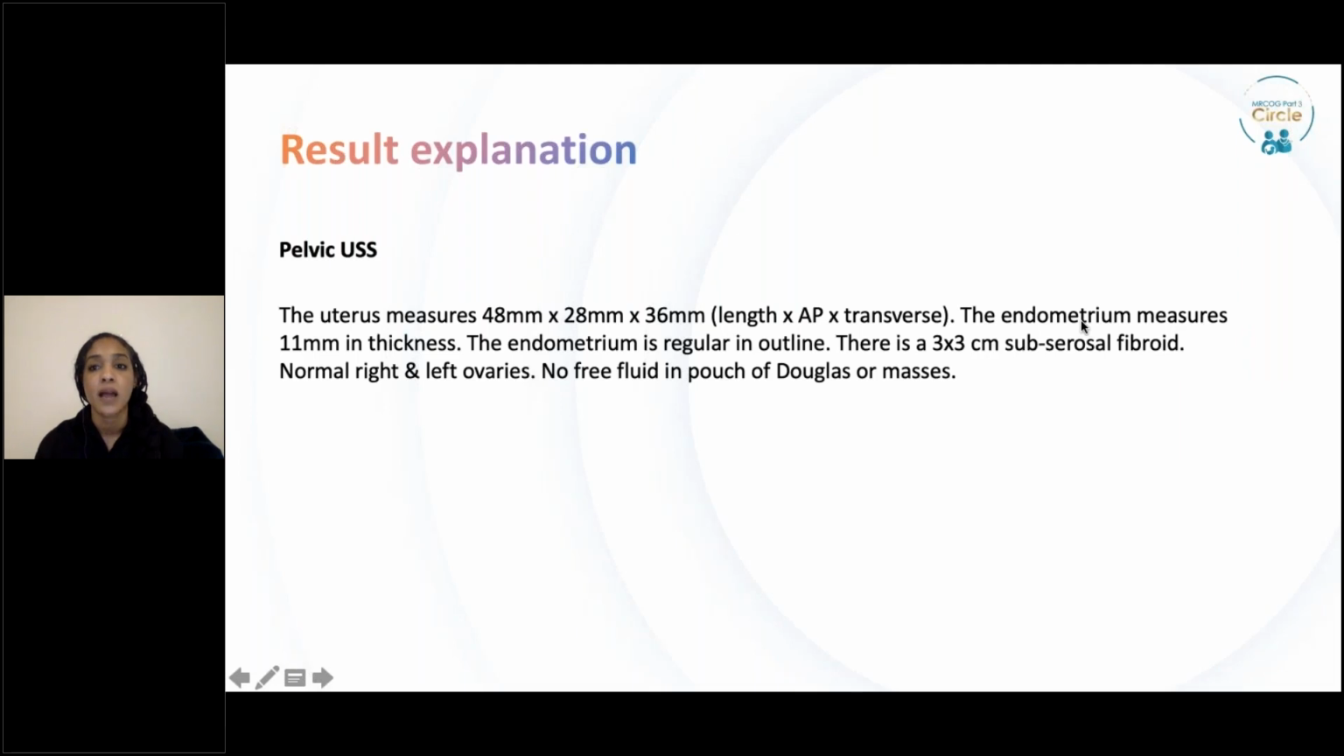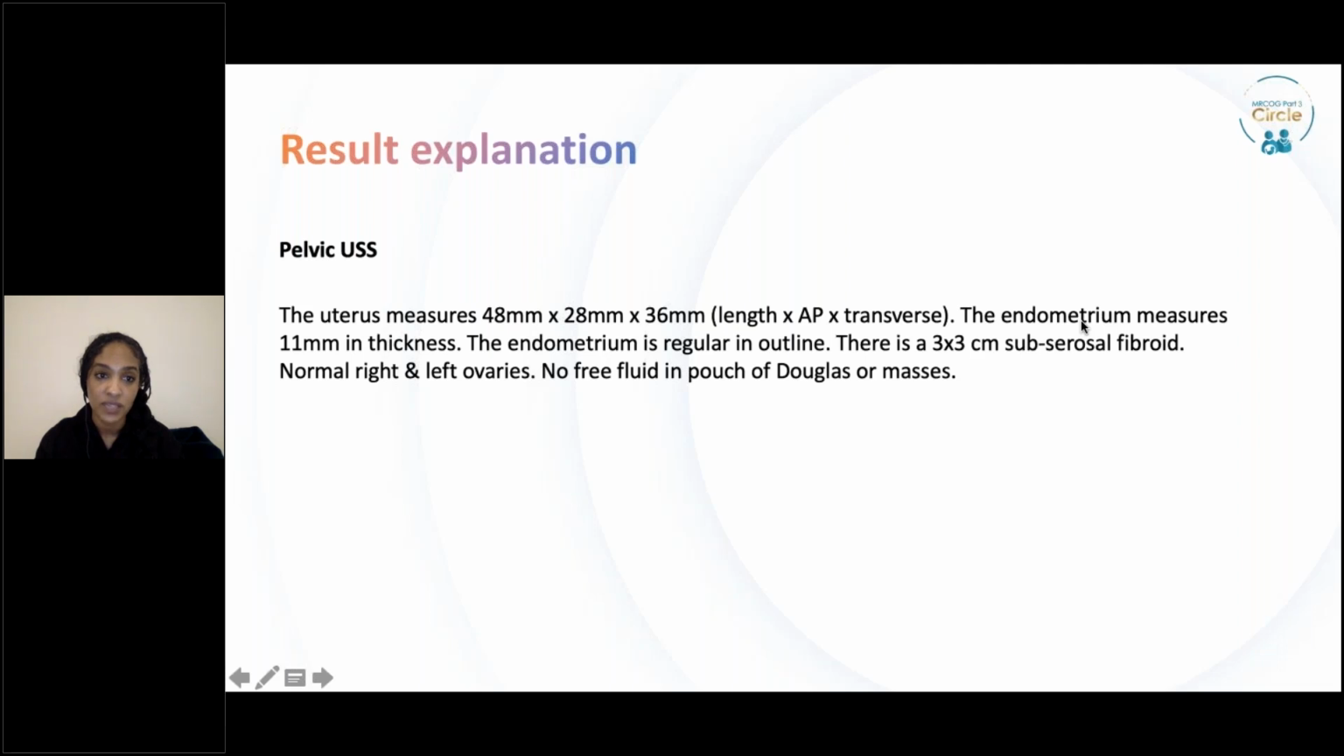examples for result explanation. Okay, and now I just want you to understand that result explanation is not just about telling the patient, okay, this is what you have, this is what your ultrasound scan shows, but rather involving her in the beginning, in between, and at the end. So does anyone want to give it a try?